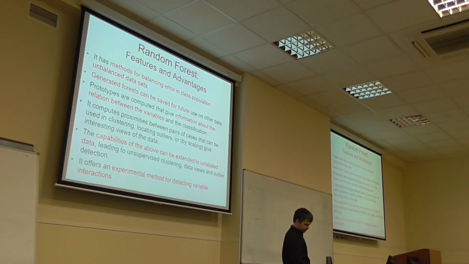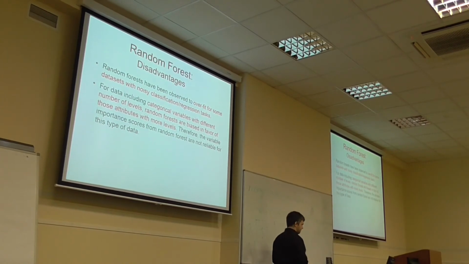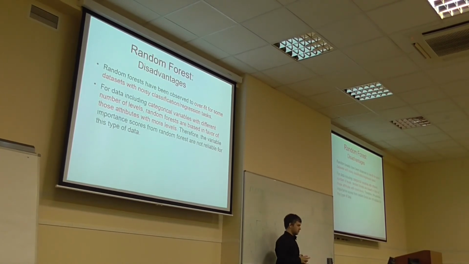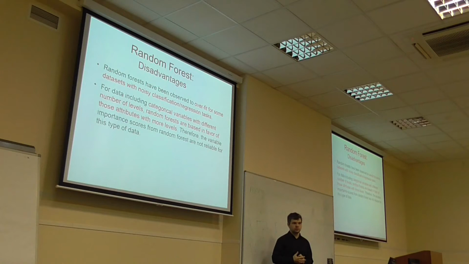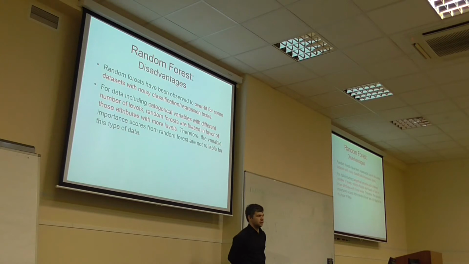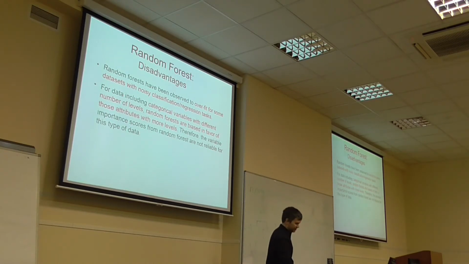But there are some disadvantages here. It may overfit in some noisy classification and regression tasks. Why? Because it's based on trees, and trees often overfit. Also, with data that has categorical variables, if some categories have big variation and others have small variations, it tends to be biased toward the category that has big variation. Can you tell me why? Maybe you can think about it and discuss it. It's not quite obvious.